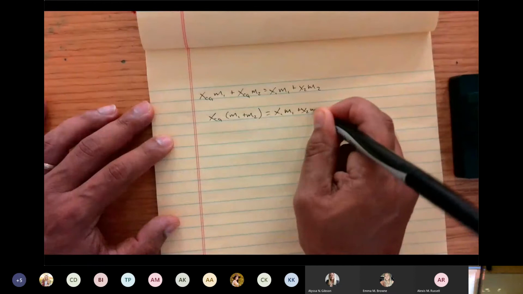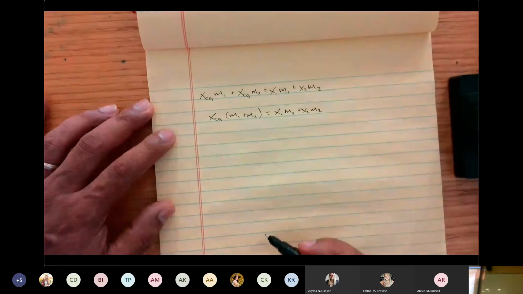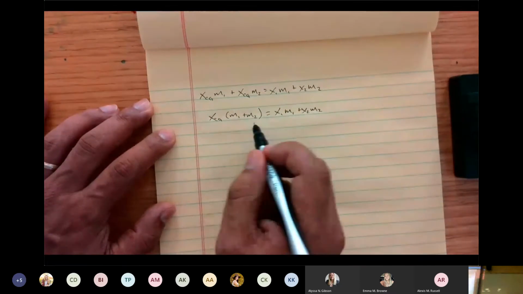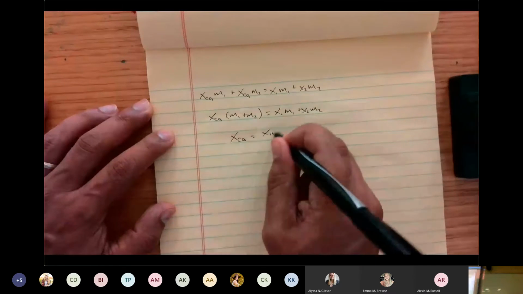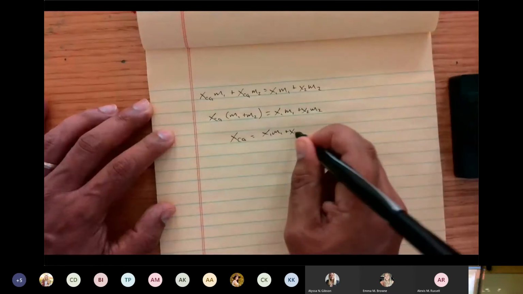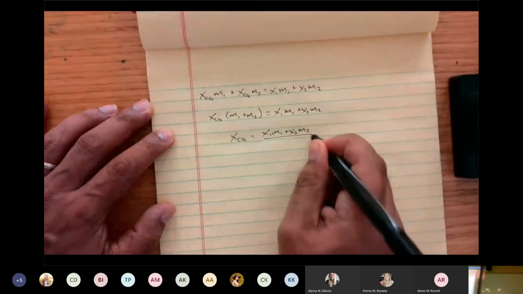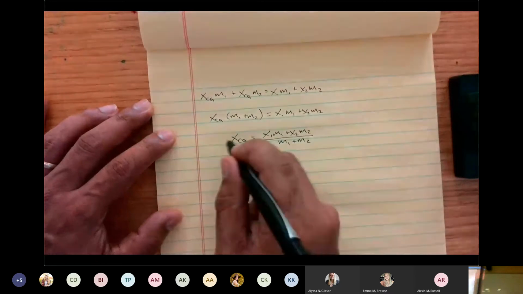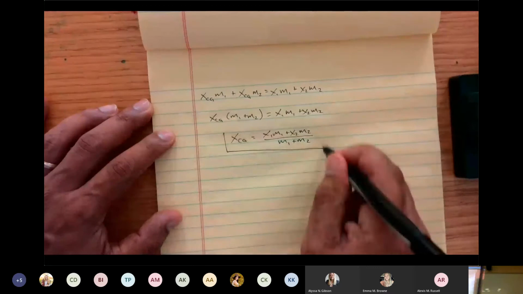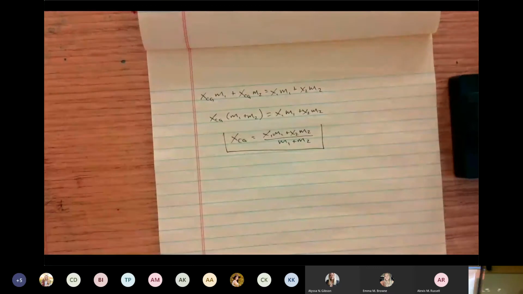And then I can divide by the quantity m1 plus m2, and that will be the location of the center of gravity. So again, if I were to put a pivot at that point, all the torque will be 0, and basically the system will be balanced.